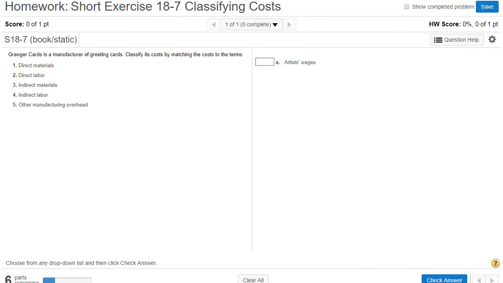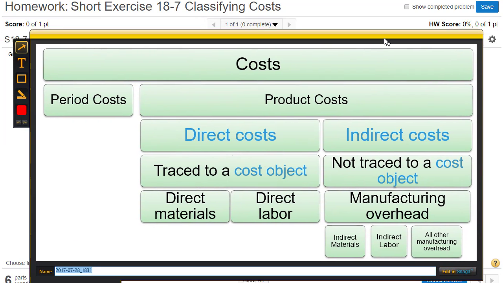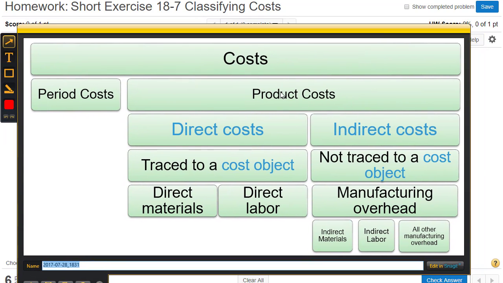Short exercise 18-7, classifying costs. So what we're going to do here is take some costs and classify them as either product costs, which means they are a cost of making the product, or a period cost, which is the cost of not making a product. Period costs would be things like the accountant's salaries, the cashier's salaries. They are not involved with making the product.